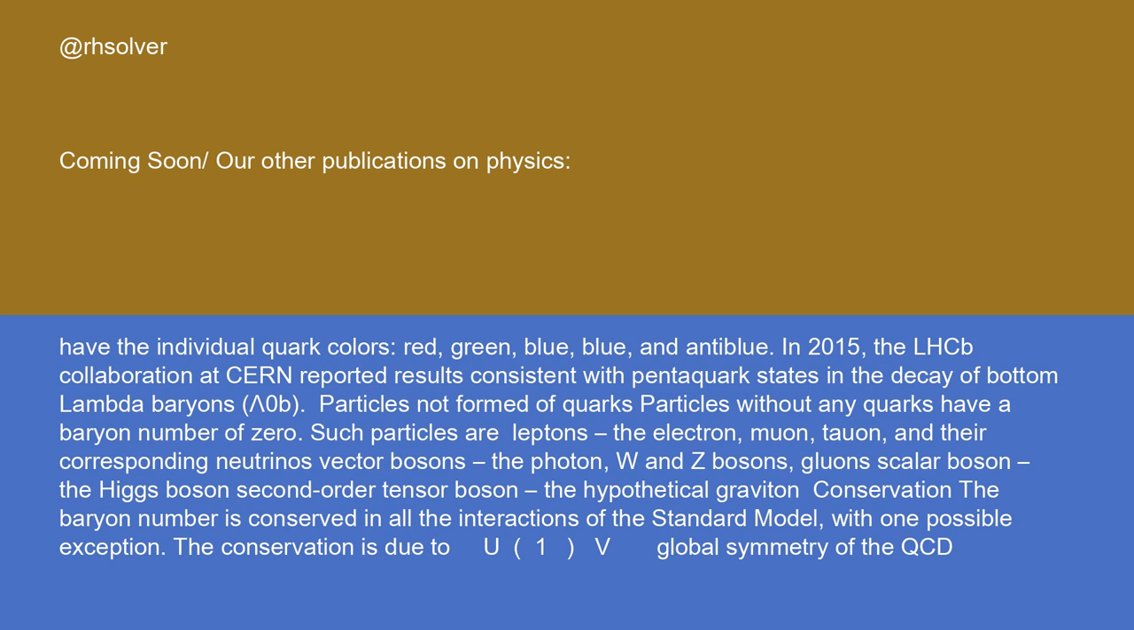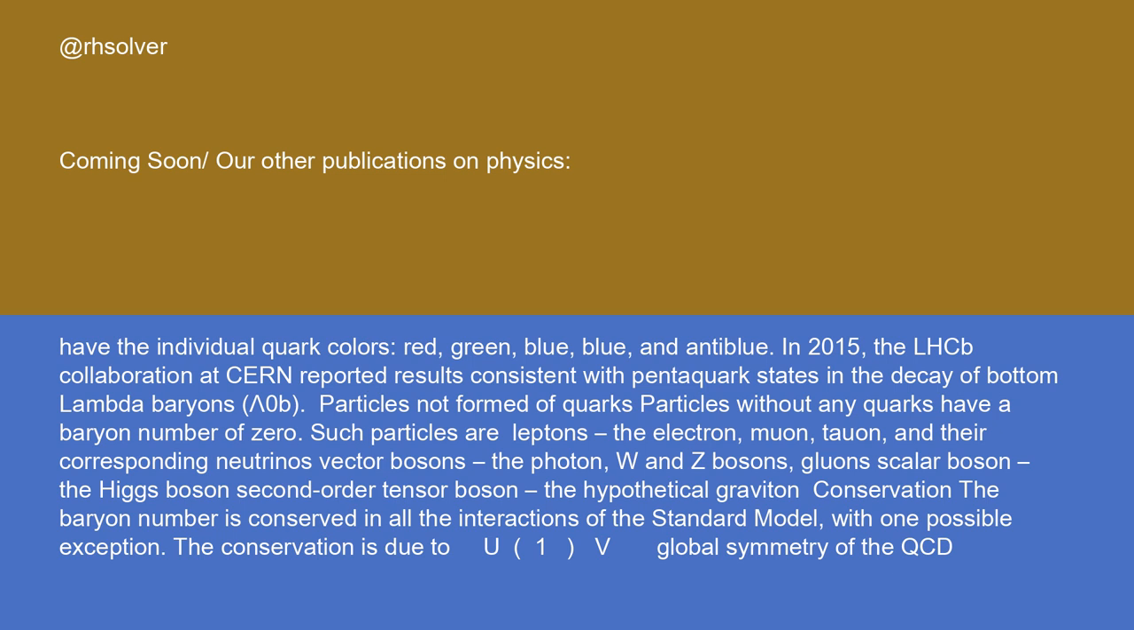Particles not formed of quarks. Particles without any quarks have a baryon number of 0. Such particles are leptons: the electron, muon, tauon, and their corresponding neutrinos; vector bosons: the photon, W and Z bosons, and the gluon; scalar boson: the Higgs boson; and second-order tensor boson: the hypothetical graviton.